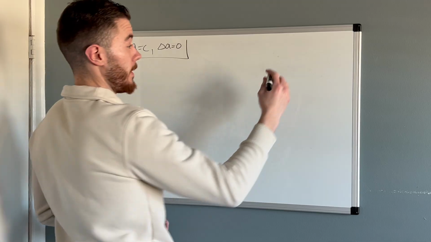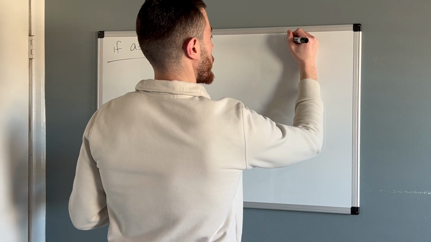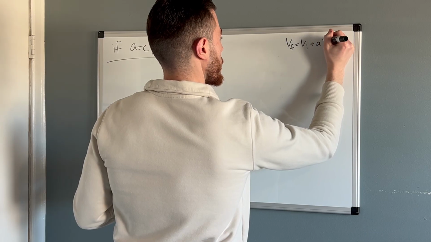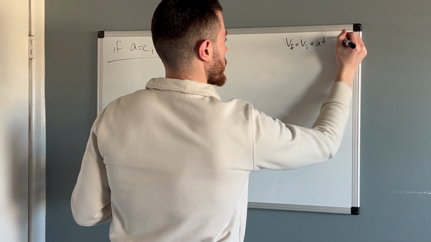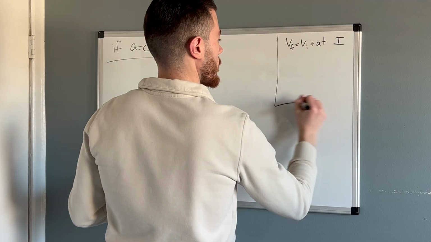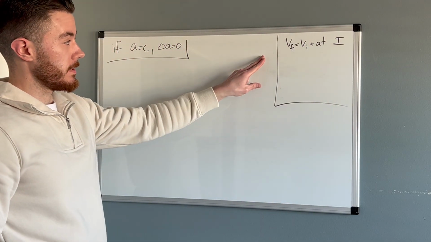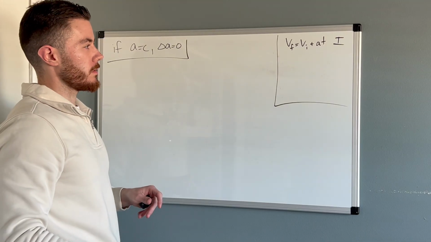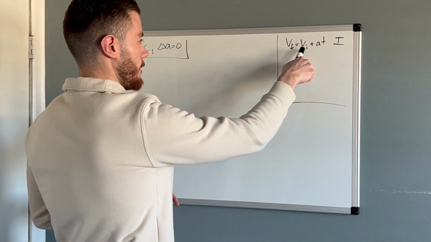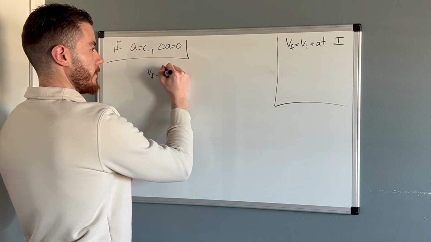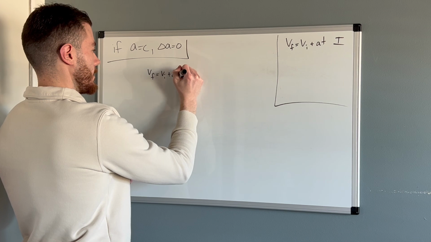I'll put that box back up in this corner and I'll label, so vf equals vi plus at, and this is equation number 1. And there will be 4. The second equation, let's start with the first. So vf equals vi plus at.